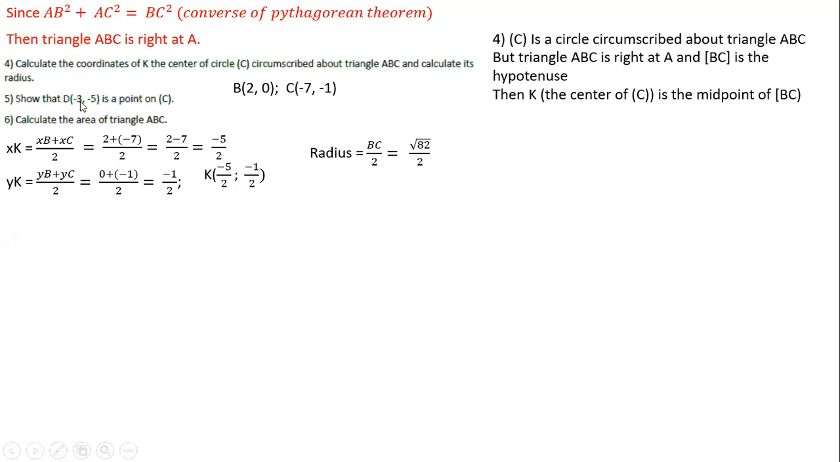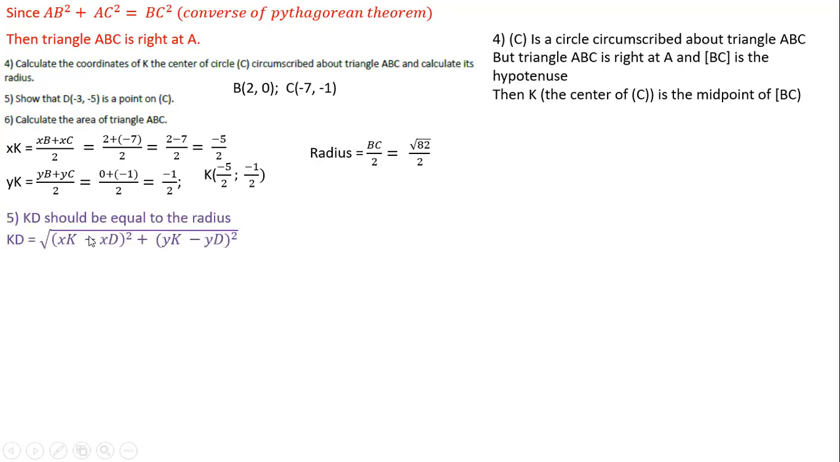Whenever we are given a point and we want to prove that it belongs to a circle, we should calculate the radius of the circle. Who is the center? It is K. So I will calculate KD. I have the coordinates of K. I have the coordinates of D.